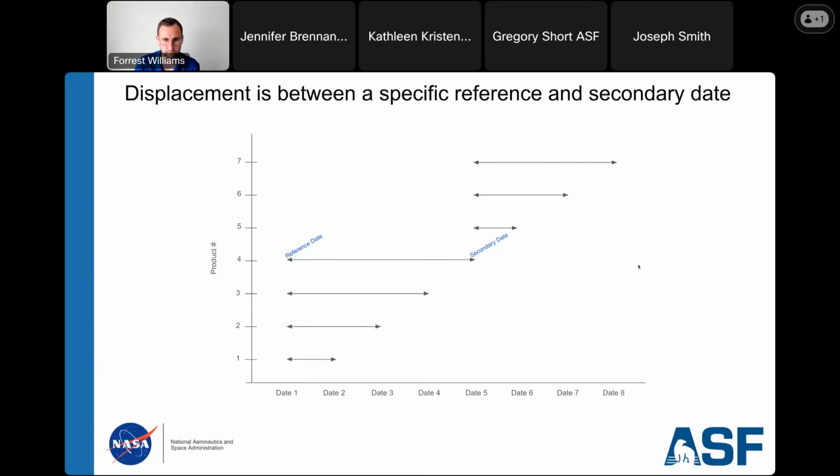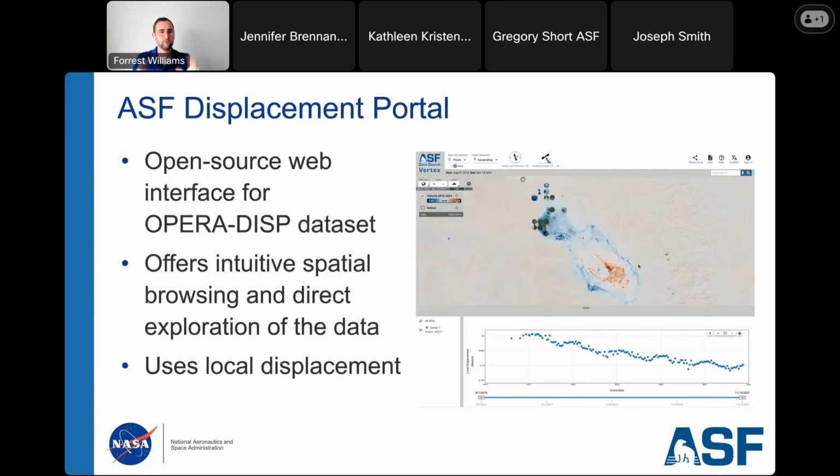stumbling block. So now that we've gone through some caveats and some basics of what these products are, I want to talk to you about the ASF Displacement Portal. As you may have gathered from what I've said so far, while this is a very powerful and informative data set, it can be a little challenging to work with at times. And in particular, it can be challenging if you want to look at very large areas or reconstruct the time series for a very long period of time.